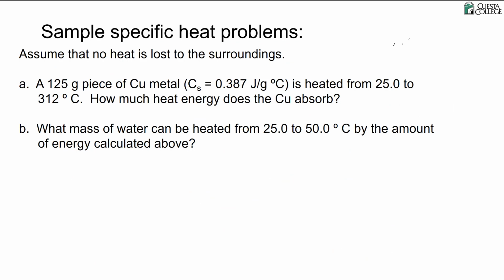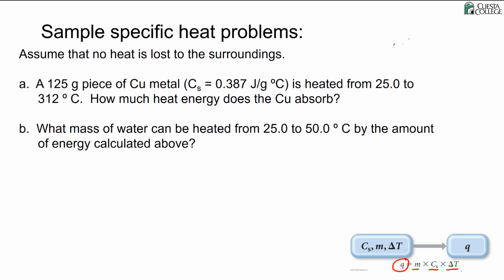Here's a sample problem that relates to specific heat capacity. Before solving a specific heat capacity problem, it's important to recall the relationship between the heat energy change of a substance Q and the mass of the substance, specific heat capacity of the substance, and the delta T of the substance. It's also helpful sometimes to draw pictures of what might be happening in a particular scenario.